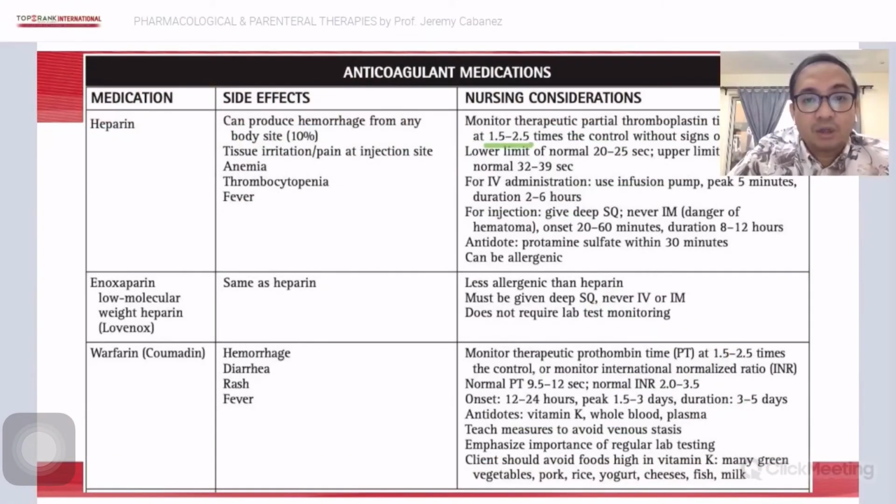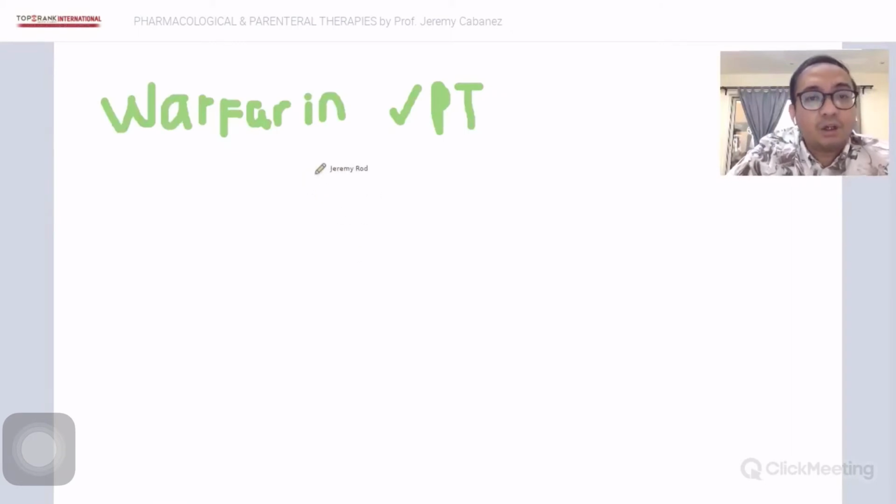PT, partial thromboplastin. Okay, now, in partial thromboplastin, usually the normal value is this. Okay, control value without the drug. The control value of warfarin is around 9 to 12. Approximately, it's 9 to 12.